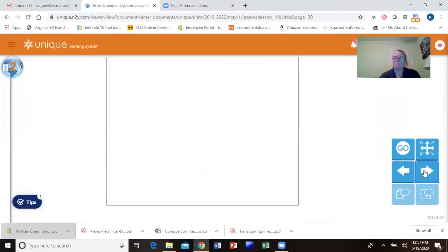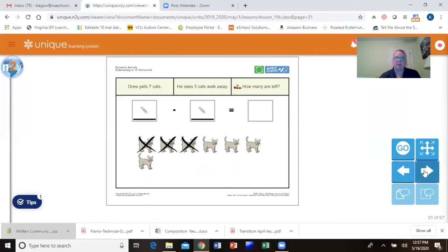Here we go. Drew pets 7 cats. So Drew has 7 cats. Take away. He sees 3 cats walk away. 3. So they crossed off 3. 1, 2, 3.